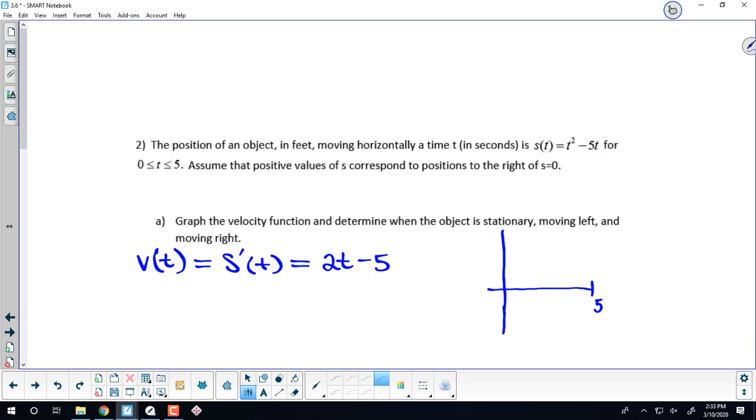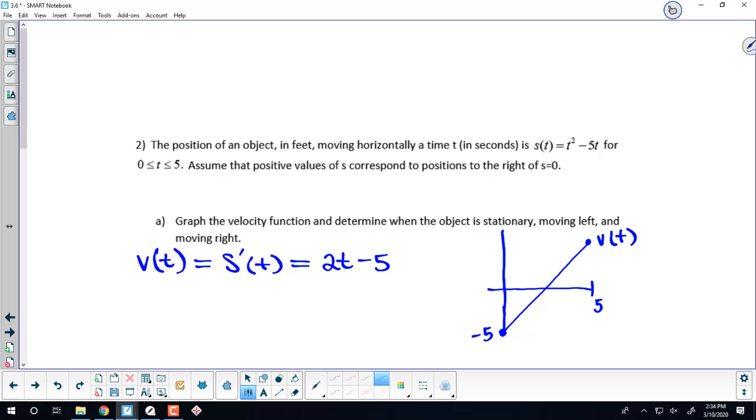We're only going to graph from 0 to 5, but it does have a y-intercept here at -5. And it's got this positive slope, so it'll look something like this. That's v of t. We're just exaggerating the endpoints here. Okay, so we've got the graph of velocity.